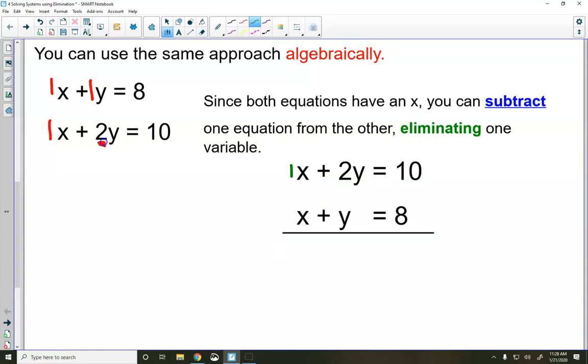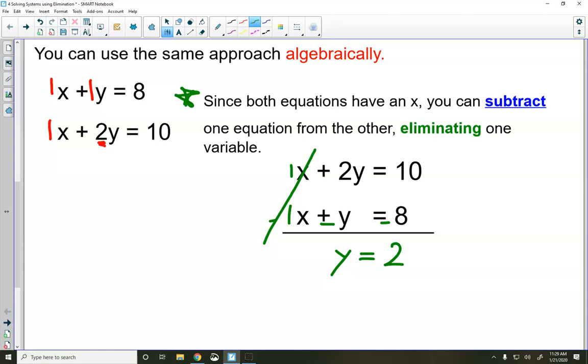Because the coefficients here are both positive, we're going to use subtraction. It says it right here: since both equations have an x, you can subtract one equation from another, eliminating one variable. It essentially becomes 3 subtraction problems. What is x minus x? 0x. They eliminated out of the problem. Now we have 2y minus y, because I made it into a subtraction problem. 2y minus 1y is 1y. And what is 10 minus 8? Because again, it becomes a subtraction problem. It is 2.